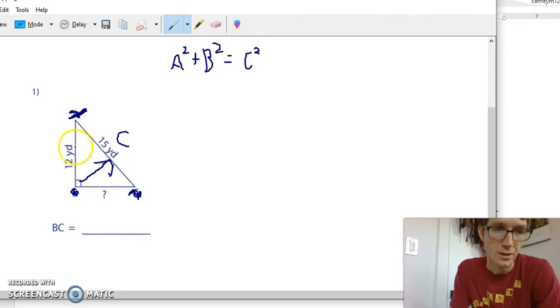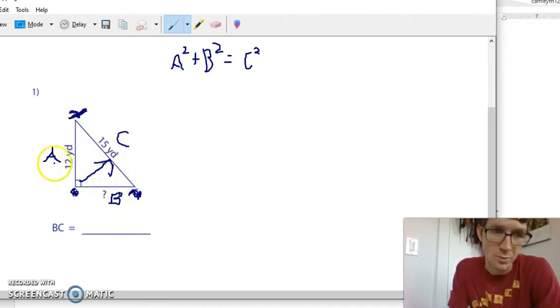Now, A and B are just the legs, so the two shorter sides of the right triangle. It doesn't matter which one you call which. So I'm going to call this one A, this one B. And we're trying to find this one where the question mark is. That was originally the BC that they gave you, but now we're just solving for the question mark. We're solving for B, for side B.